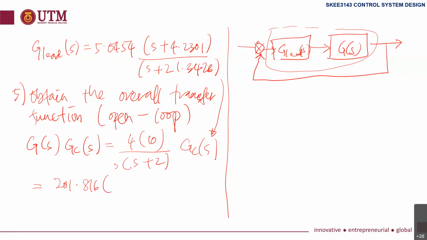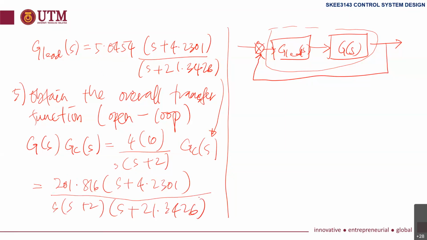I've calculated it. You can multiply 40 by 5 and you get 201.816 (s plus 4.2301) over s (s plus 2)(s plus 21.3426). This is the overall transfer function of the system when we add the lead compensator.